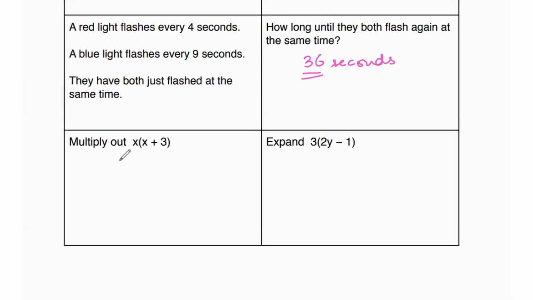The question says multiply out x times (x plus 3). So whatever is outside the bracket gets multiplied with everything inside the bracket, which means we're multiplying x with x, and then we're multiplying x with 3. x times x is x squared, not 2x. This is a very common mistake students make when multiplying variables. They believe that they're adding them, so x times x they think is 2x. But no, when you're multiplying variables, your power changes. So x times x becomes x squared.